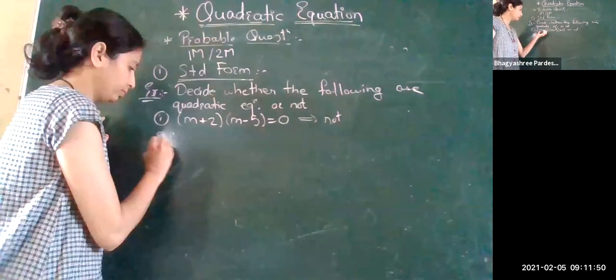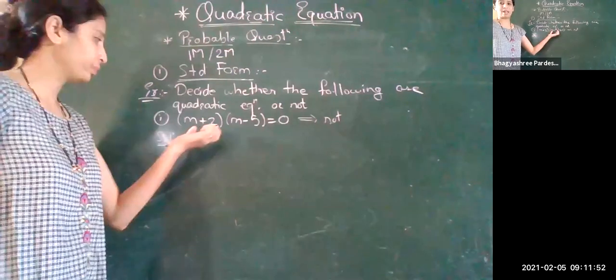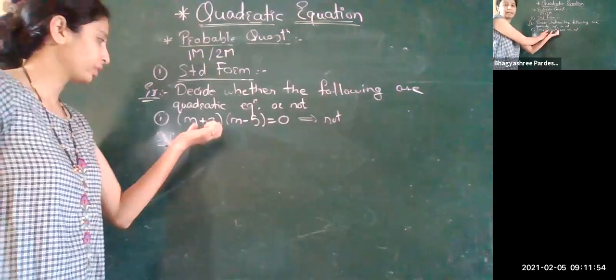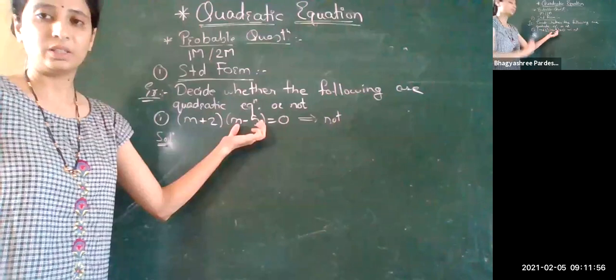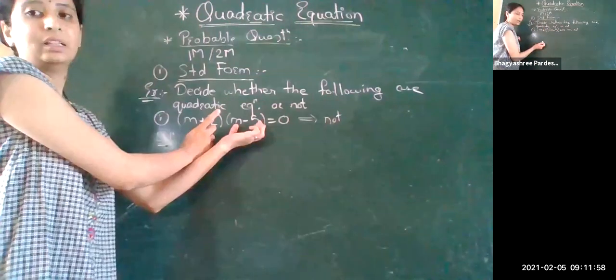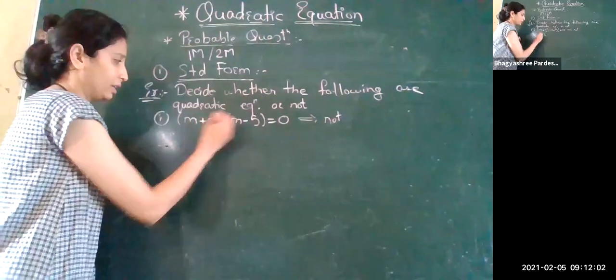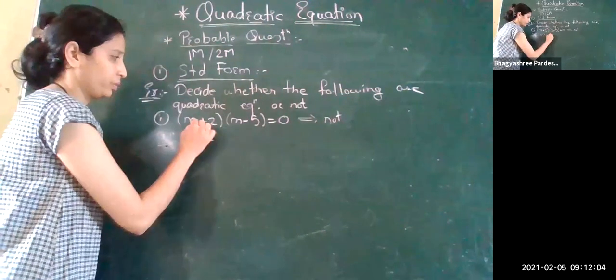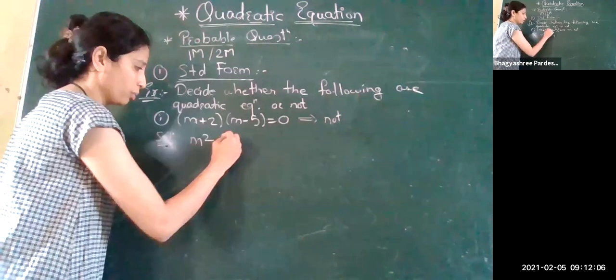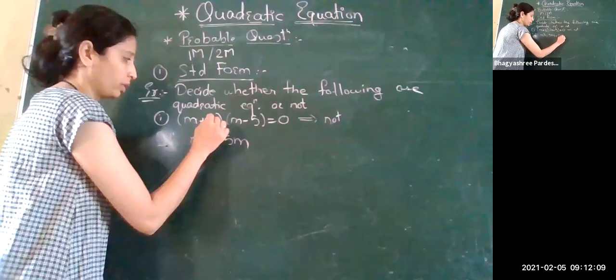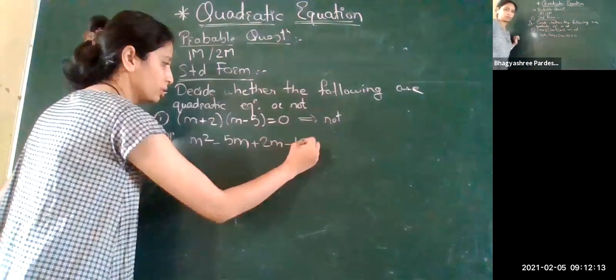What is here? This is m plus 2 multiplied by m minus 5. Since it is multiplied, this has to be simplified. So let's simplify this. How to simplify? Just multiply the two brackets. So m into m is m squared. m into minus 5 is minus 5m. 2 into m is plus 2m. 2 into minus 5 is minus 10, equal to 0.